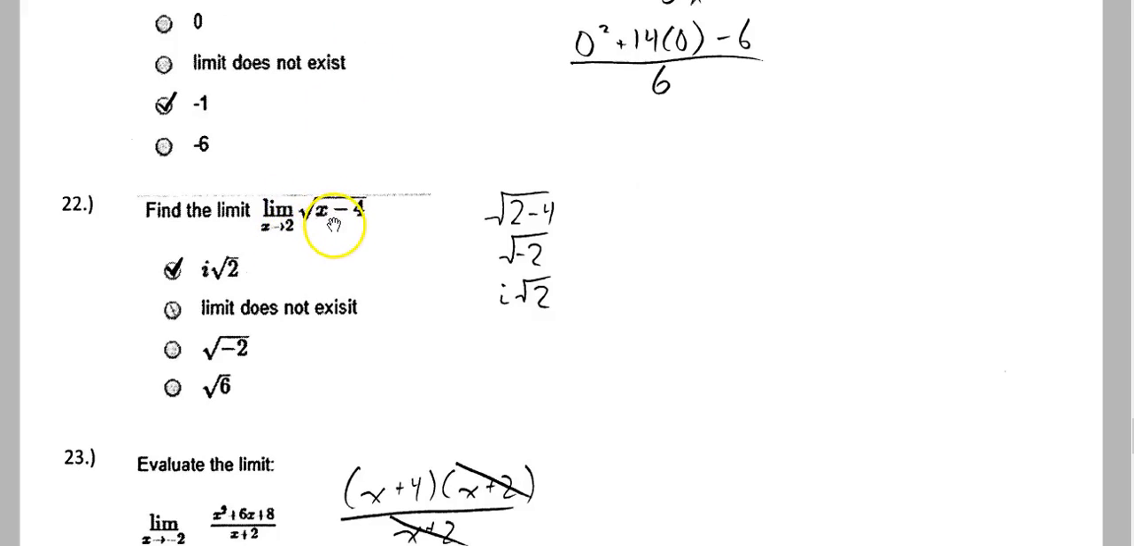Well, if we plug in 2 in this case, 2 minus 4 is negative 2, and the square root of a negative number, that's where we get i's for our answers. So don't leave it as square root of negative 2. That's never the form we want to leave our answer in. So this would be i root 2.